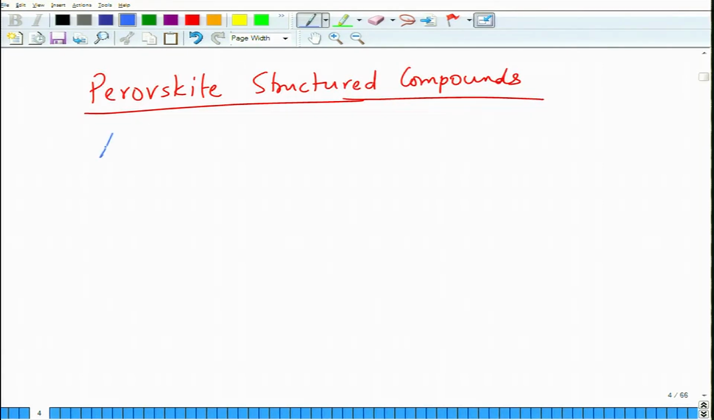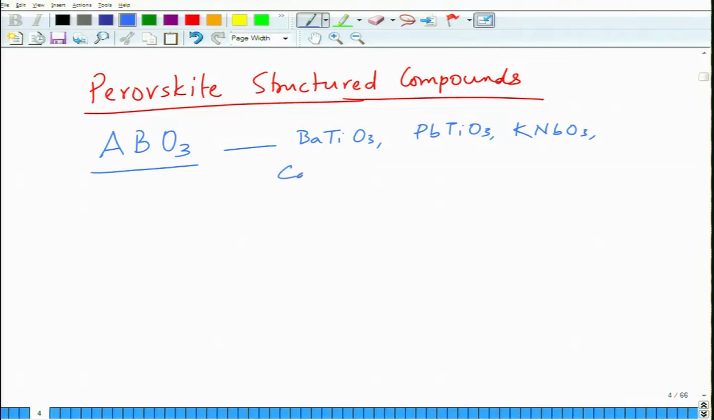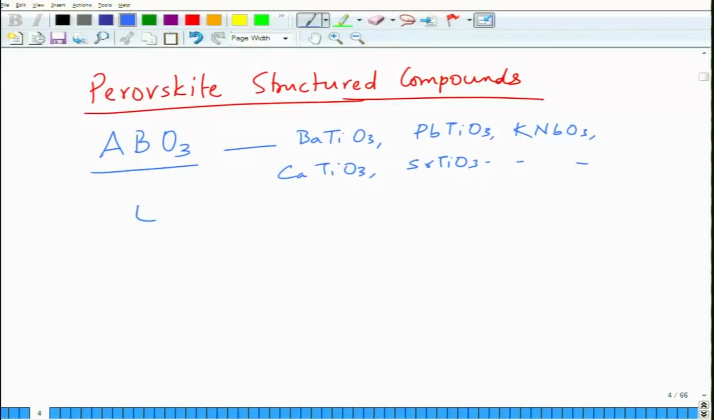So in this category, the general formula of these compounds is ABO3, okay, and this is again an ionically bonded solid. The compounds that you can include in this category are things like barium titanate, lead titanate, KNbO3, potassium niobate, calcium titanate, strontium titanate, various titanates, niobates, they follow this kind of structure. And although it's cubic in many circumstances, at least some forms of these oxides are cubic, they tend to sometimes distort and make non-cubic structures. So they exist in both cubic as well as non-cubic forms. They are slightly distorted from cubic structures.